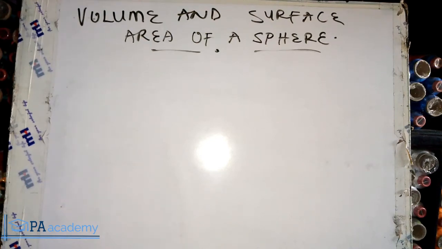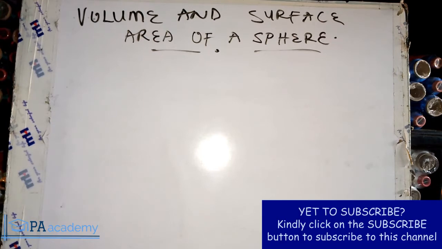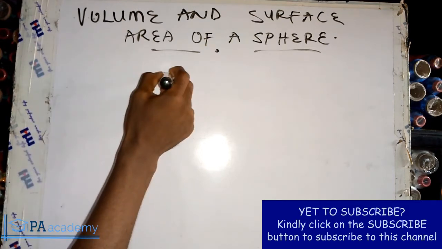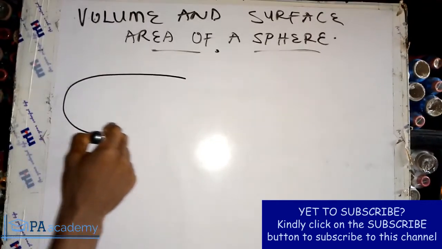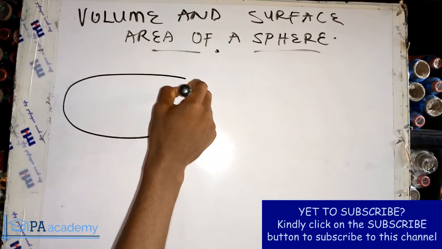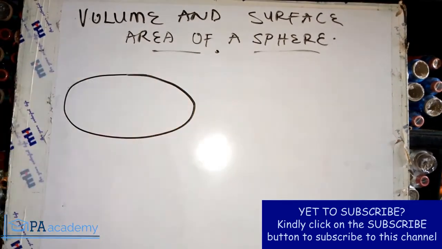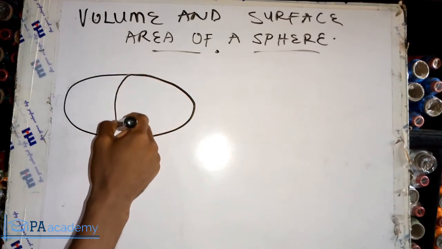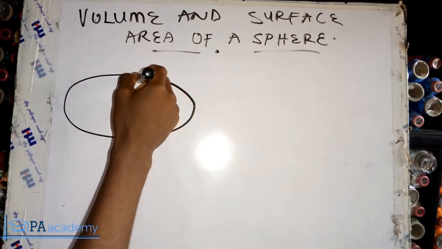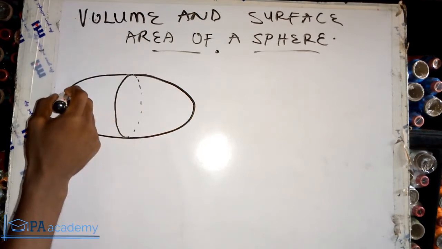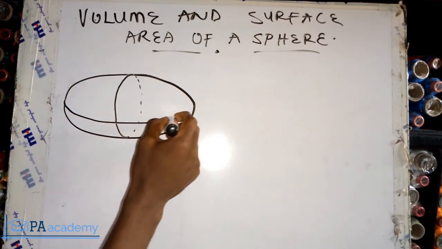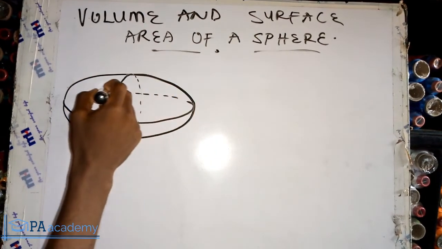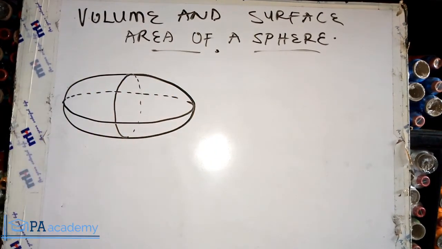In this video, we are going to be looking at volume and surface area of a sphere. So that is, we are going to be looking at how to calculate the volume and the surface area of a sphere. So first, let's draw a sphere. This is the shape of a sphere.